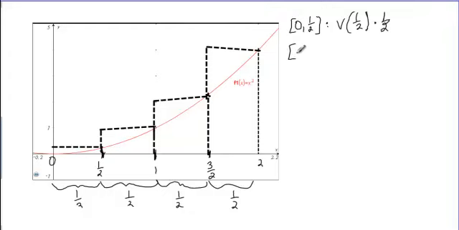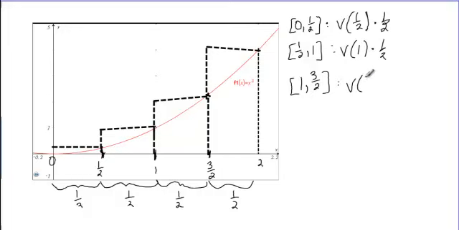So, on the interval from 1/2 to 1, the area of that rectangle is going to be the velocity evaluated at t equals 1, multiplied by the length of that interval of time, which would be 1/2. From 1 to 3/2, we'll evaluate velocity at 3/2 and multiply that velocity by 1/2. And then on the interval from 3/2 to 2, we'll do the same thing. Velocity evaluated at 2, so plug 2 into the function, multiply that by the width of that interval, 1/2.